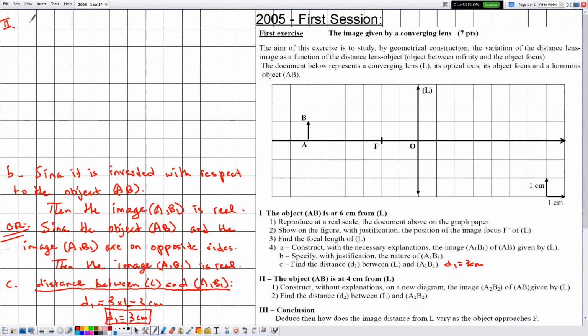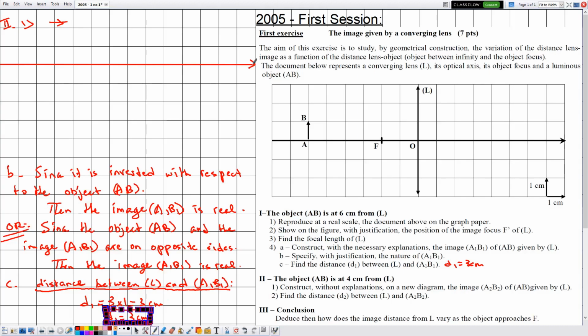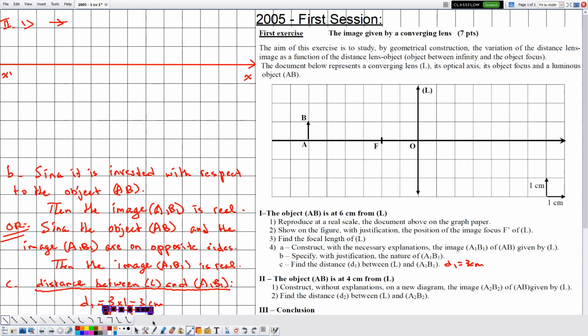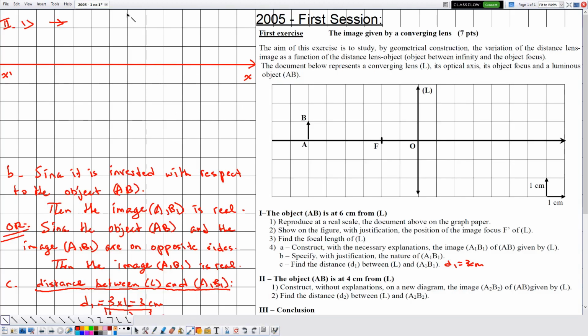So we will take the direction of propagation of light to be from left to right. Here we are in part 2 number 1. And whenever we need to redraw, we always start by drawing the optical axis at the center, having the same direction of propagation of light, which is from left to right. So this is x prime and this is x. Then we place the lens L perpendicular to the optical axis at the center.